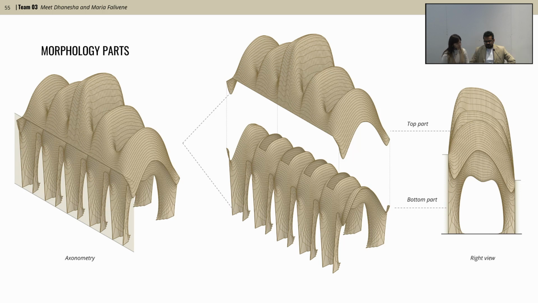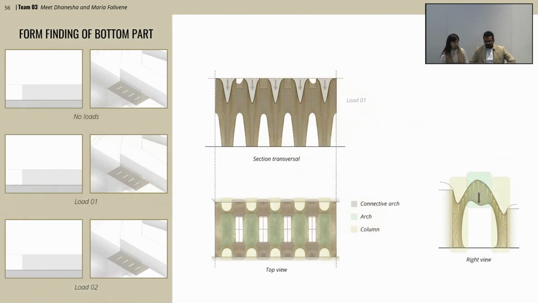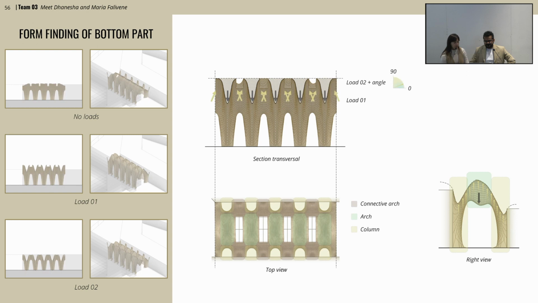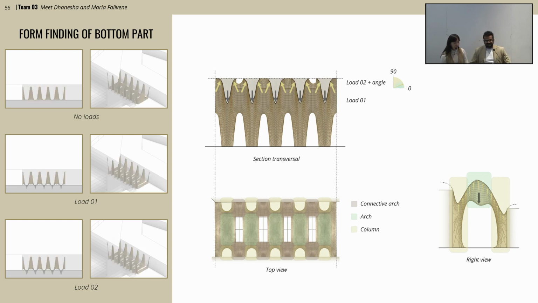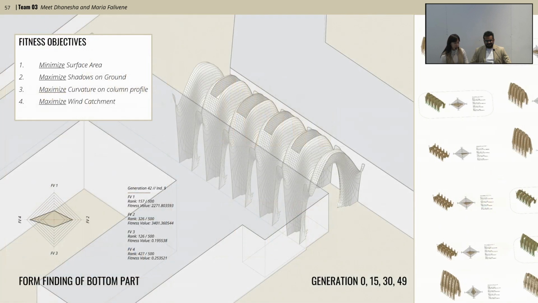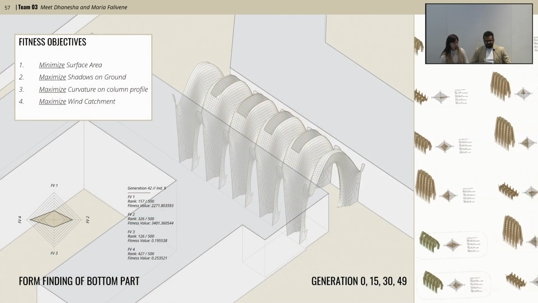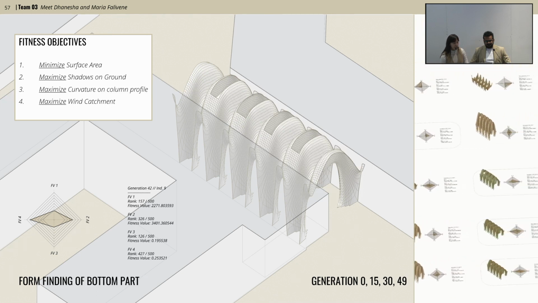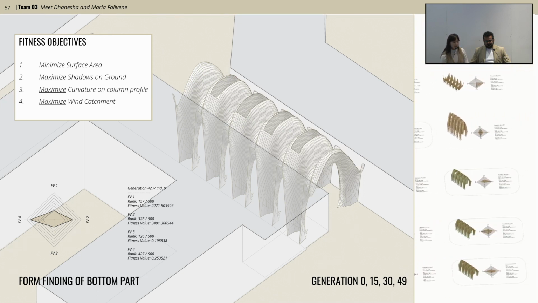Simulation for both was carried out individually. First, the live physics engine was run on the bottom part, where different loads are applied on each side of the arches to achieve a valley shape profile to channel the wind and also to control the overall surface curvature. To calibrate the model, an evolutionary multi-objective optimization engine is implemented considering various fitness objectives of surface area, shadows on the ground, column curvature, and wind catchment. As a result, the selection methodology emphasizes prioritizing curvature with minimum surface area.